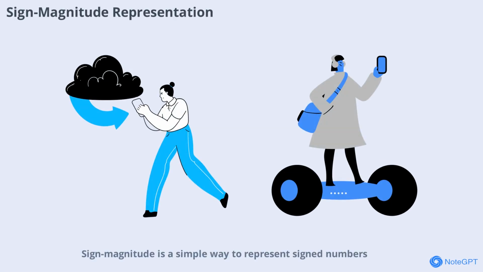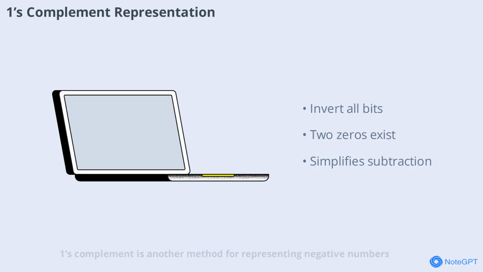Sign magnitude is a simple way to represent sign numbers. The leftmost bit indicates the sign, 0 for positive, 1 for negative. The remaining bits represent the magnitude. While easy to understand, this method has some drawbacks such as 2 representations for 0. Ones complement is another method for representing negative numbers. To find the ones complement, simply invert all the bits of the number. This method also has 2 representations for 0, but it simplifies some arithmetic operations compared to sign magnitude.